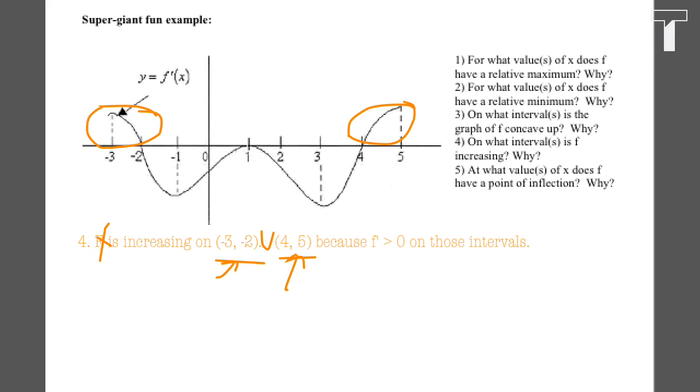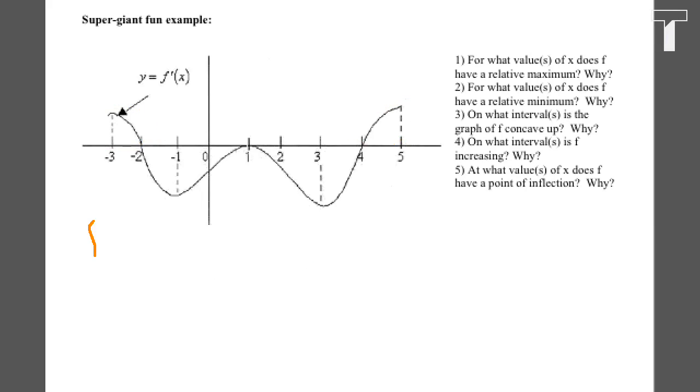All right, and now check out question 5. At what value or values of x does f have a point of inflection and why? So when does a function f have a point of inflection? It's when f double prime changes sign. So that's where the function f prime was positive and becomes negative, or was negative and becomes positive.